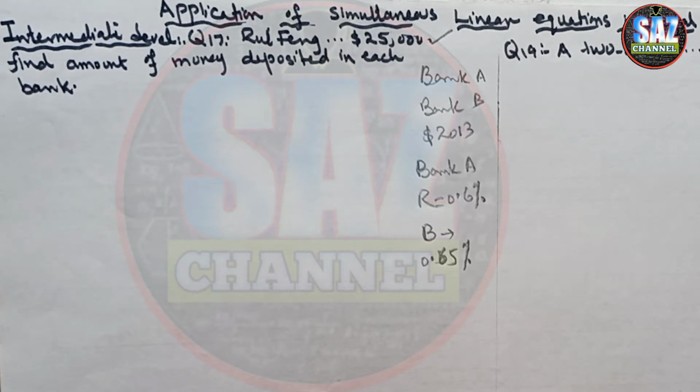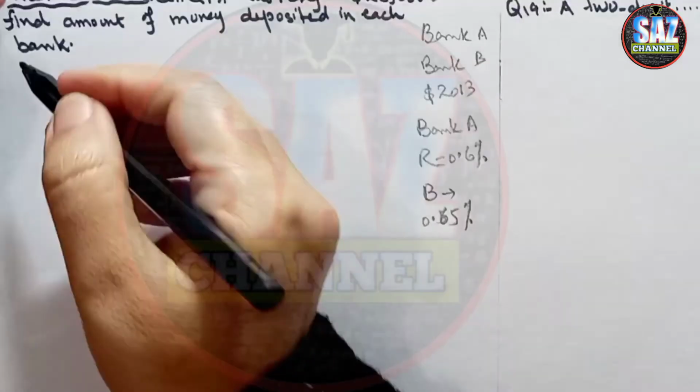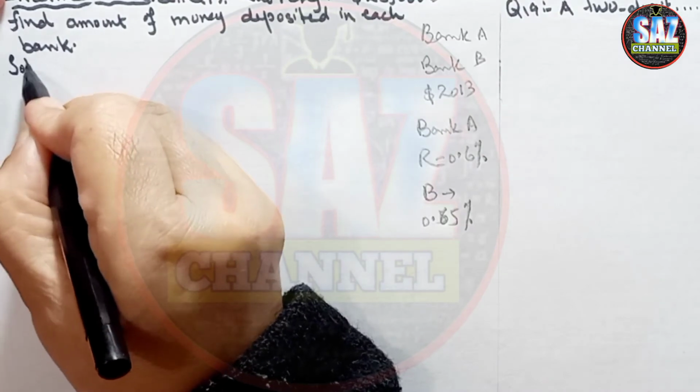If the amount of the interest he earned from each bank is the same, find the amount of money he deposited in each bank. So this problem is a purely interest problem. This is an everyday math question. So let's move to the solution of the question.